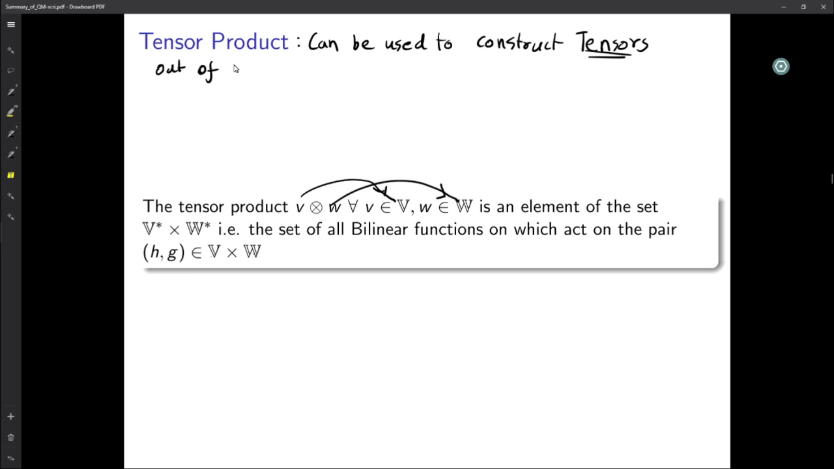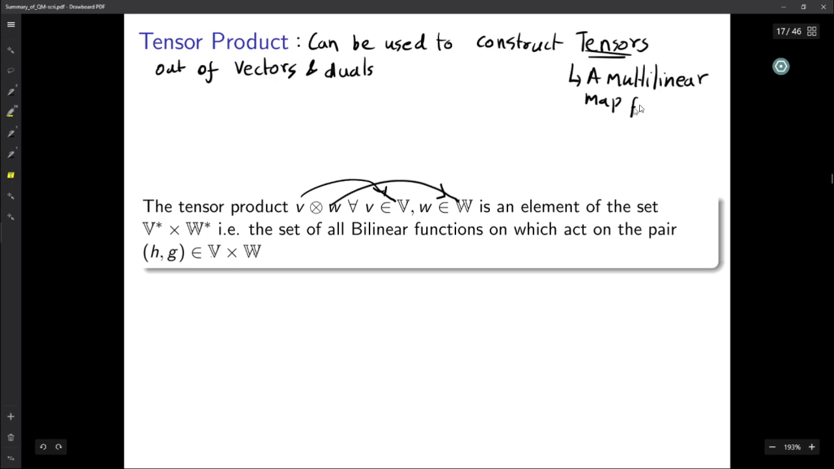out of vectors and duals. What the hell does this mean? Okay, a lot of unpacking to be done here. So what is a tensor, first of all? Let me quickly define a tensor. A tensor is a multilinear map from P vectors and Q duals to R. What the hell does this mean?